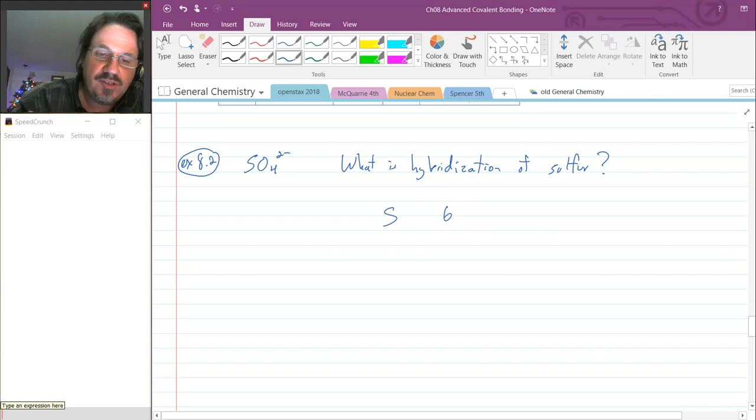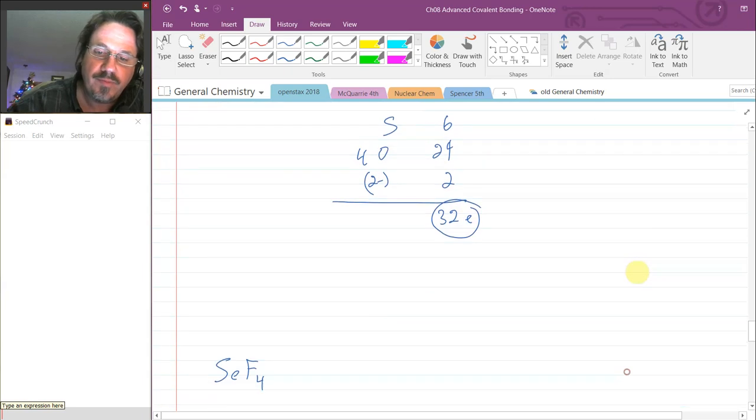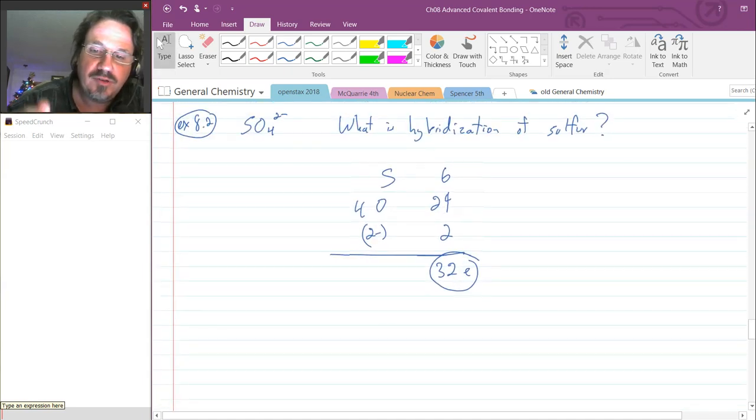So sulfur has 6 electrons, and I've got my 4 oxygens. They each have 6 too, so that's 24. Then I've got my 2- charge, that's an additional 2. Add that together, 32 total electrons. For 32 total electrons, I'm going to put my sulfur in the middle, oxygen, oxygen, oxygen, oxygen. Let's give everything an octet.